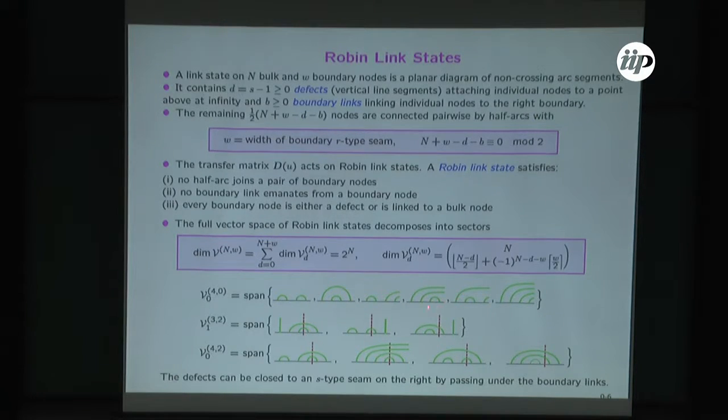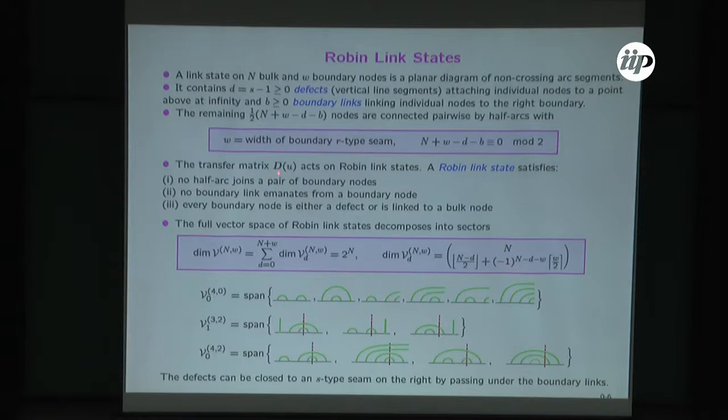So it specifies the vector space of linked states, and you can work out the dimensionality, and you can separate it into sectors labeled by the quantum numbers d and w, and given by binomials. And the surprise is, if you take these binomials and sum over all values of d, you get 2 to the n. That's not obvious given the expression for the binomial.